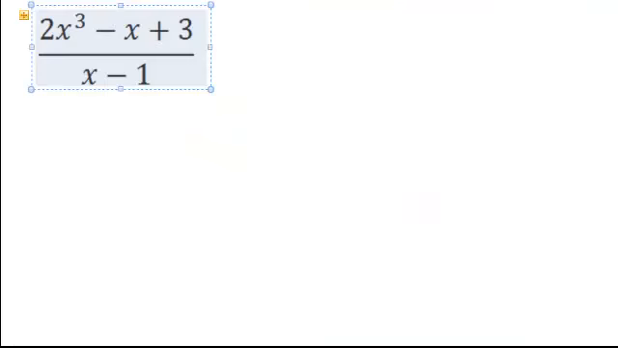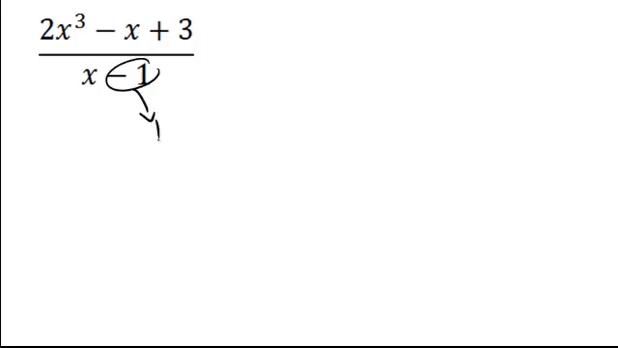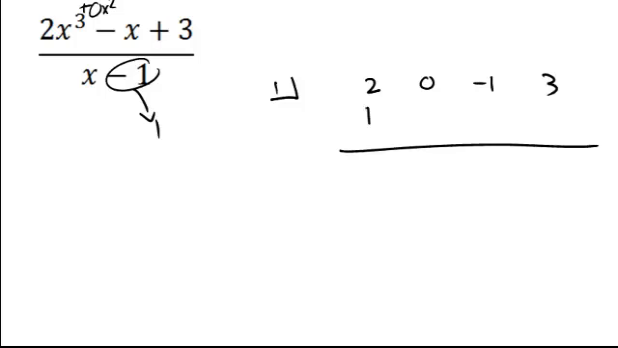Let's do another example. Here we have 2x cubed minus x plus 3 divided by x minus 1. For this one, you can do synthetic division. You get 1 here. And then notice you have 0x squared missing here. So x cubed, x squared, x, and then 3. So you get 2, 0, negative 1, and 3. Bring your 2 down. Multiply. 2 times 1 is 2.